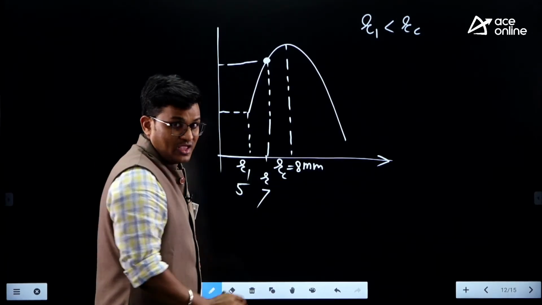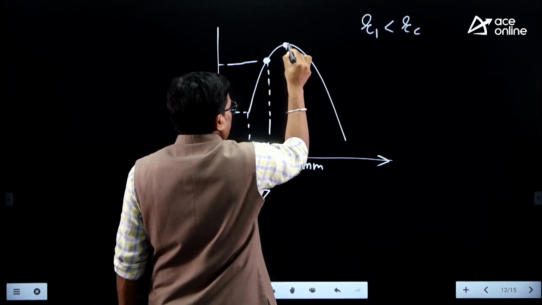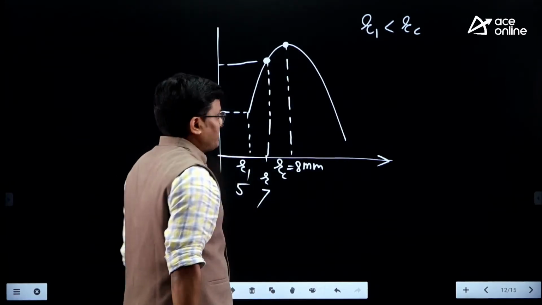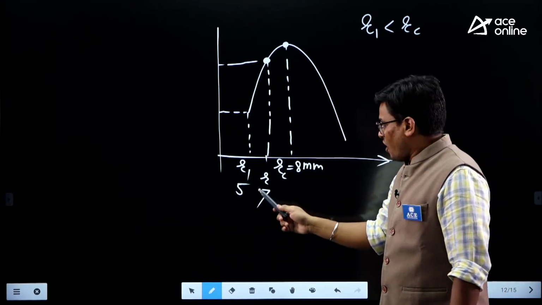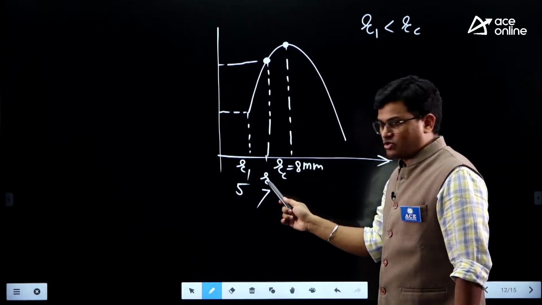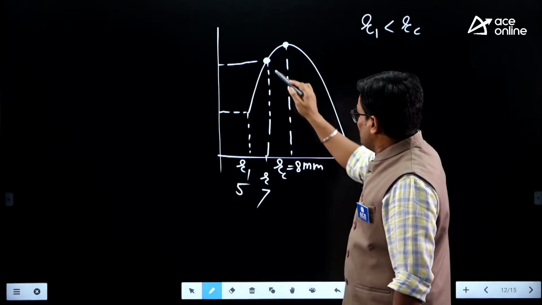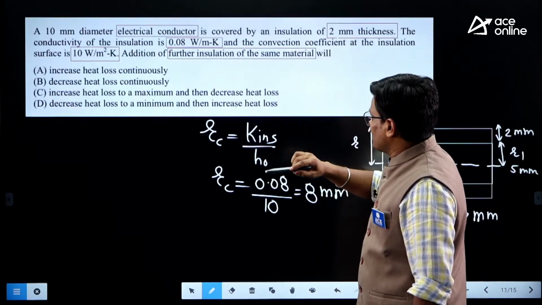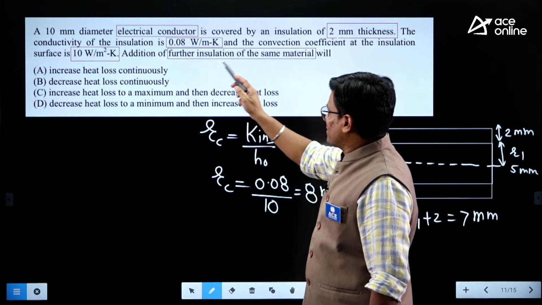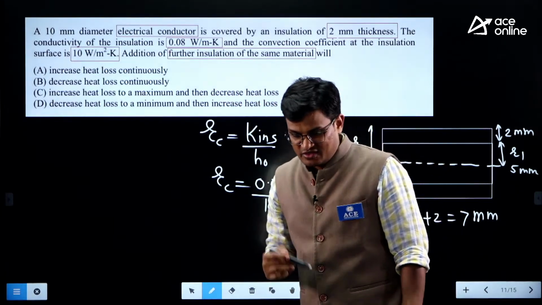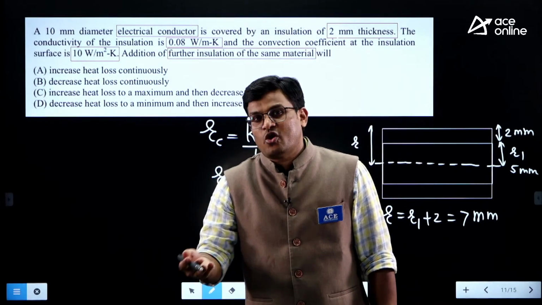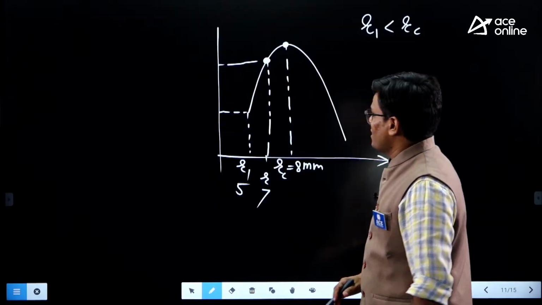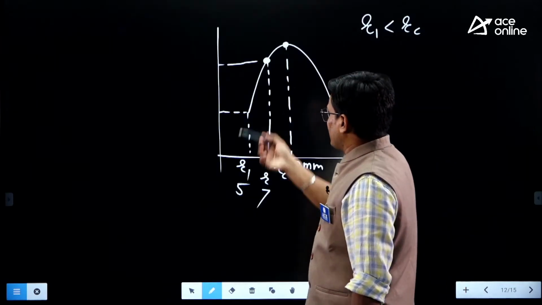Already you are here, and this is the maximum heat loss. So once again, original is 5. Already there is a 2 mm insulation, so you reach to 7 point. Now you are already here, and the question asks addition of further insulation of the same material. If we insulate further, how much is not mentioned in the question. So we will continue.